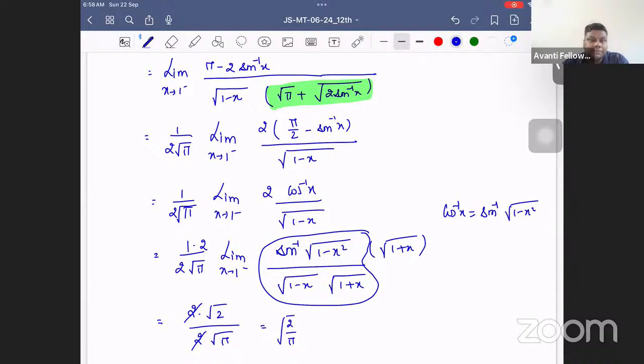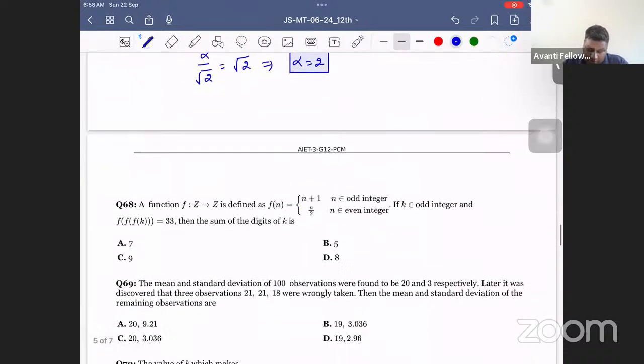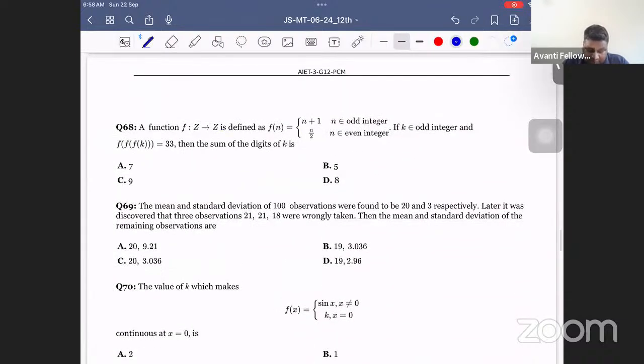Now, let's go with the next question. A function f from Z to Z is defined as f(n) is n plus 1 if n is odd, and n by 2 if n is even. If k is an odd integer and f of f of k is 33, then the sum of digits of k.